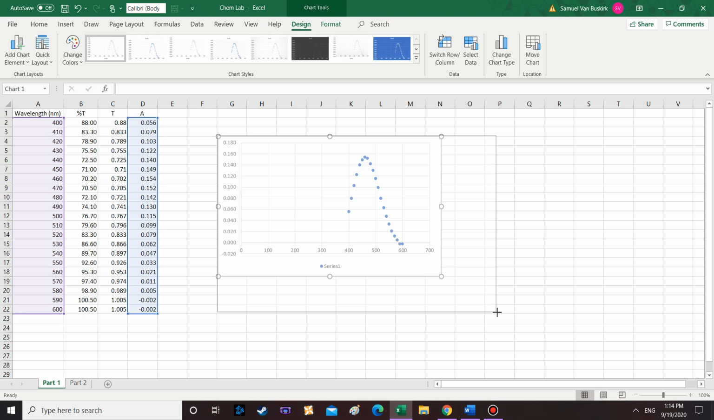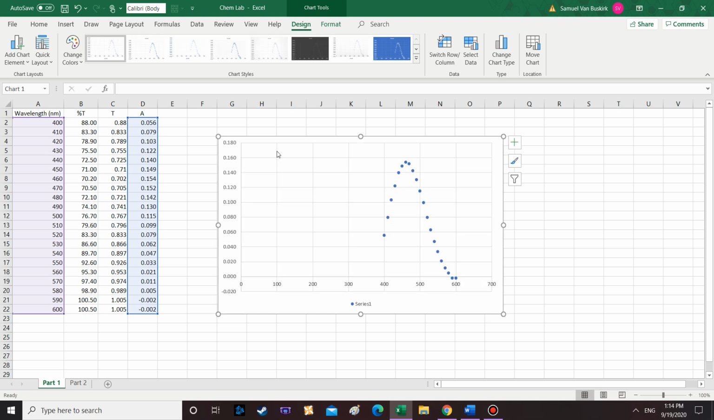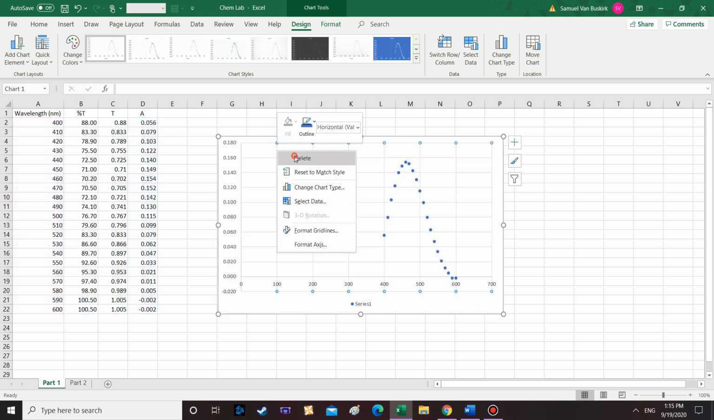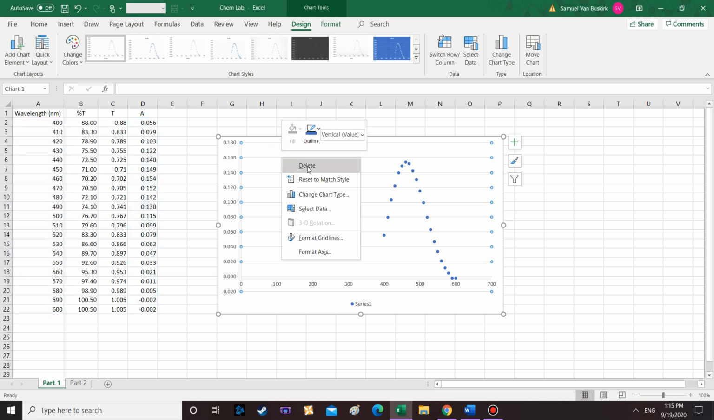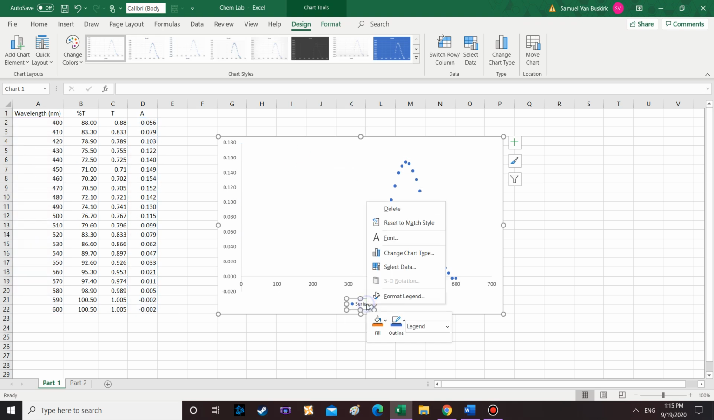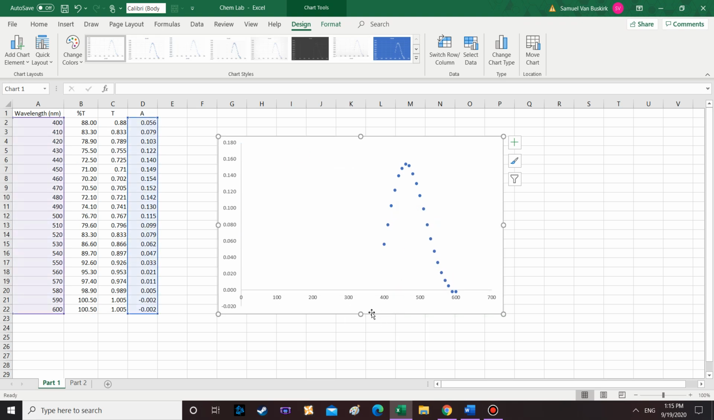I'm going to make this a little bigger, and I'm going to pretty it up. You do not have to do everything I'm doing here. I'll point out the important stuff to do. I'm going to get rid of the legend too. We don't need that. We only have one data set here.